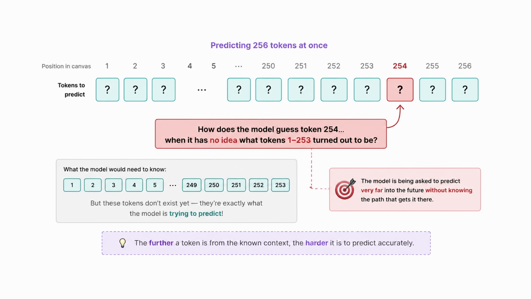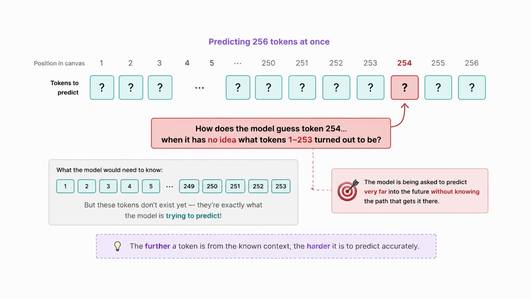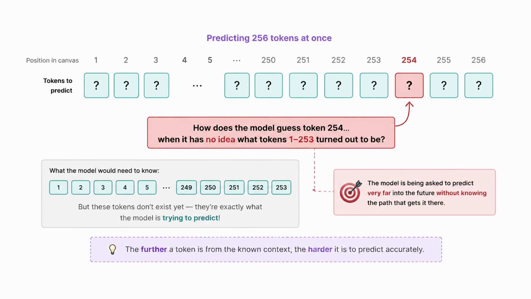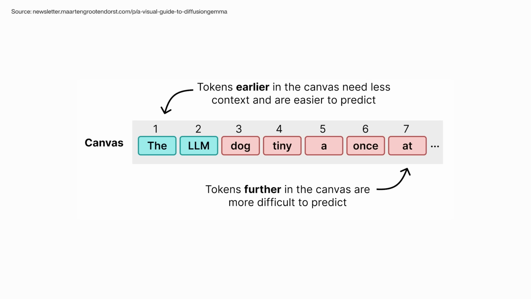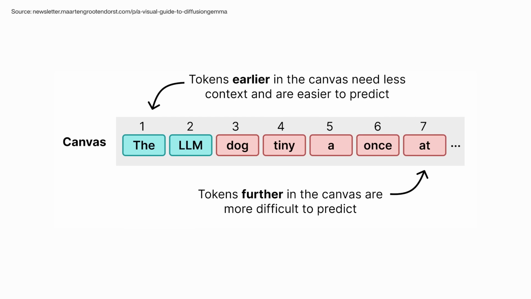But this is not as straightforward as it sounds. Predicting 256 tokens at once is actually really hard. Because how does the model guess token number 254 when it has no idea what tokens 1 through 253 turned out to be? And that's exactly what happens. The first few tokens come out good, but the further down it goes, the more it falls apart into nonsense.